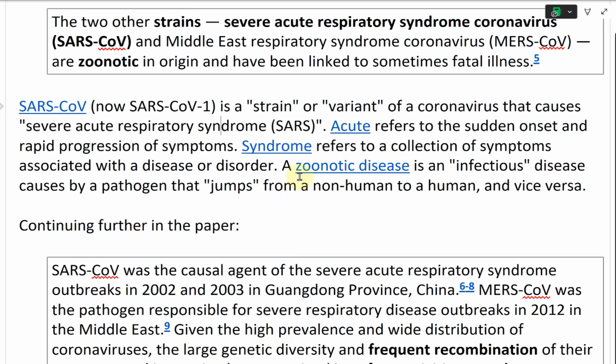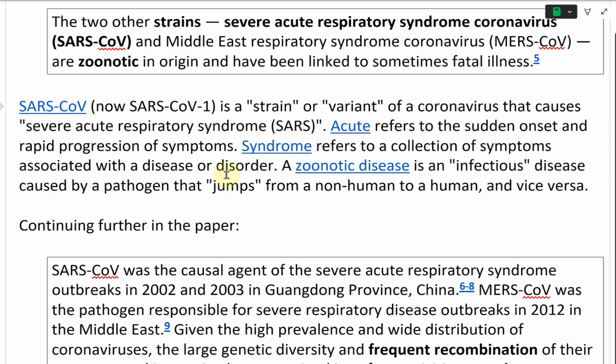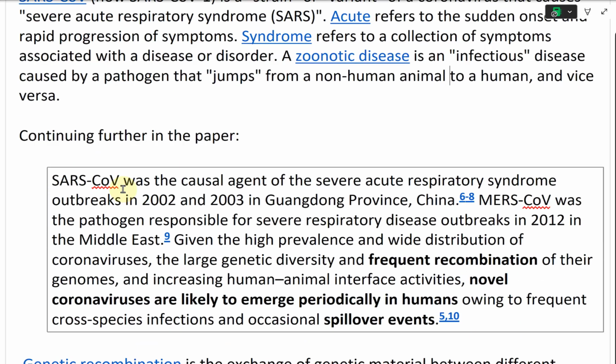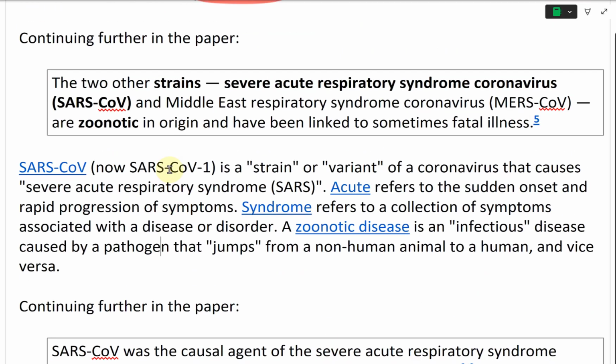And a zoonotic disease is an, quote, infectious disease caused by a pathogen that, quote, jumps from a non-human to a human and vice versa, or non-human animal. I think that's probably more applicable, and vice versa. Yeah, so interesting there. So these ones supposedly jumped from an animal to humans and so on.